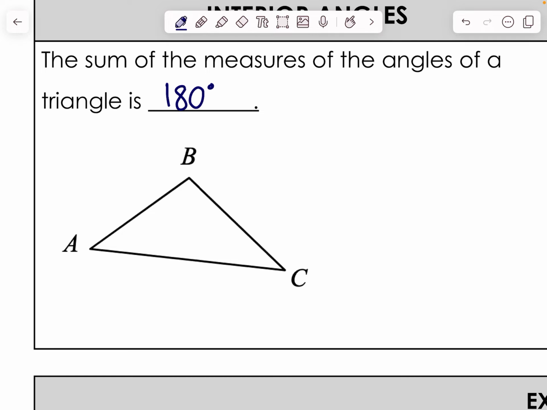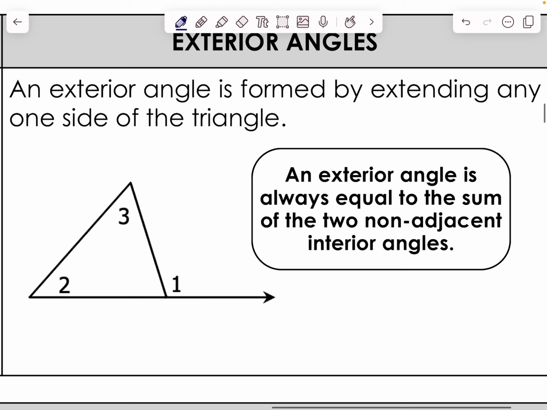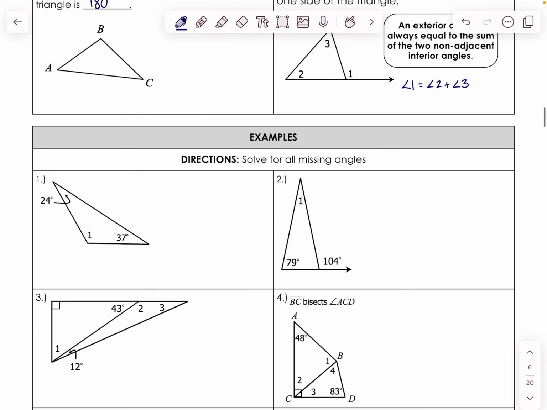Our exterior angle sum theorem states that if you extend any one angle outside the triangle, so it creates angle 1, that exterior angle is always going to equal the sum of the two interior angles. So like in our picture, angle 1 is going to equal angle 2 plus angle 3. Okay, so let's do some examples with that.